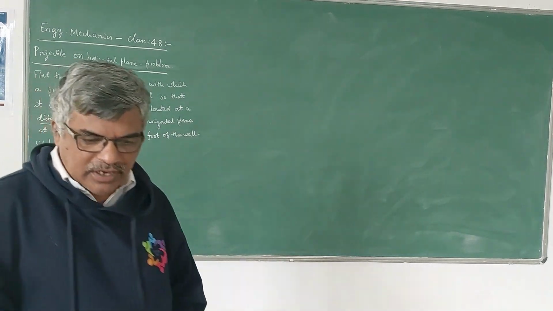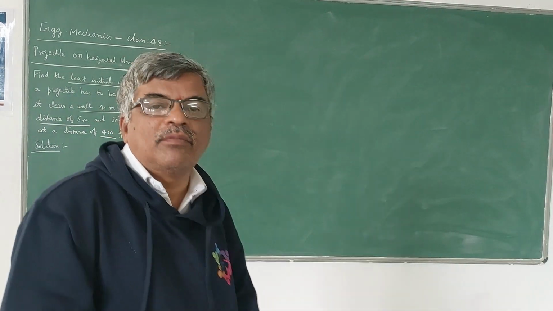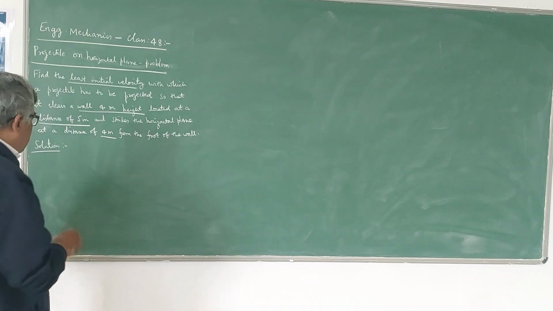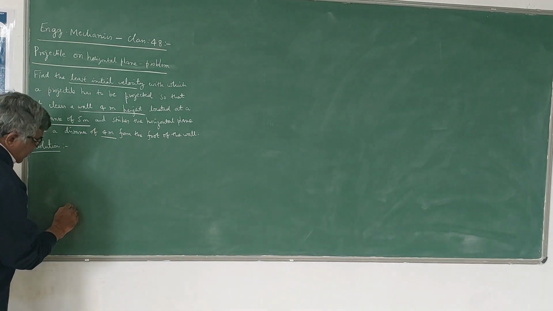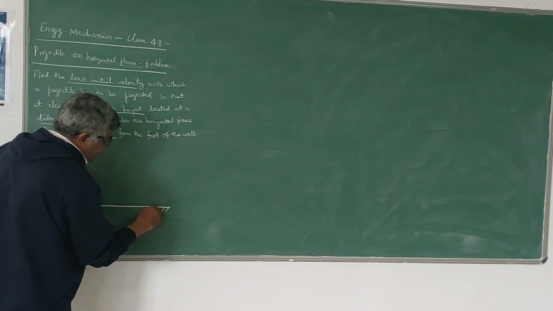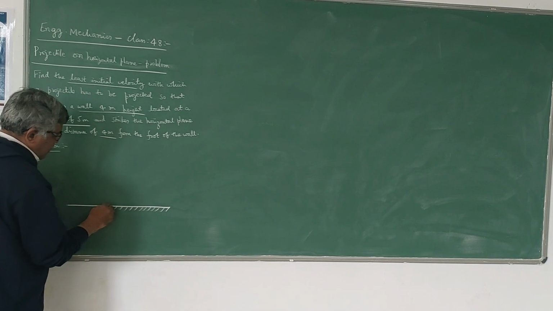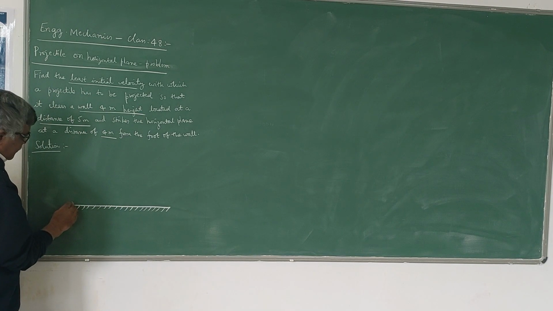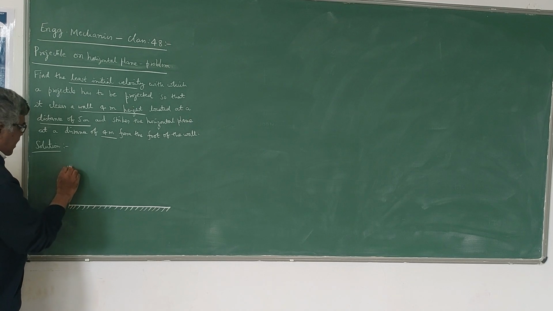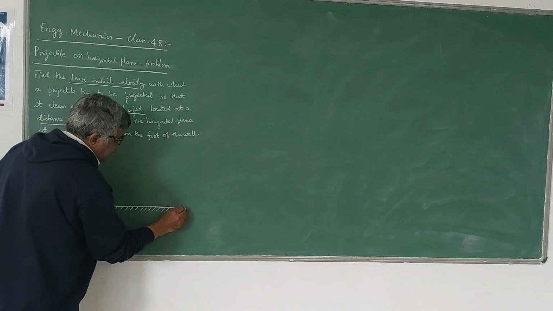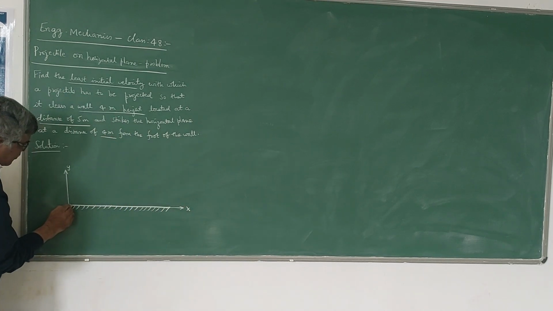So the figure is not given here. Of course, this is a problem on a projectile on a horizontal plane. Let us try to draw the figure. This is the horizontal plane on which the projectile is projected. This is the y-axis. This is the x-axis. So this is the point of projection. A is the point of projection.